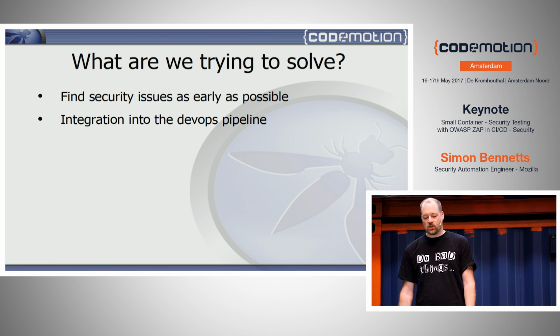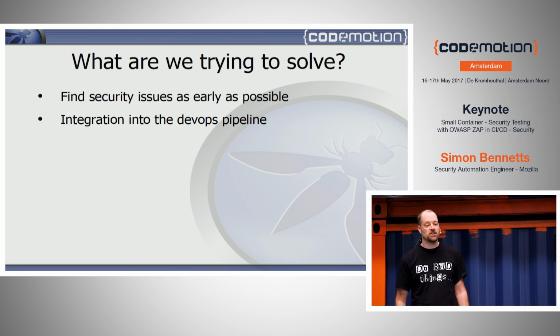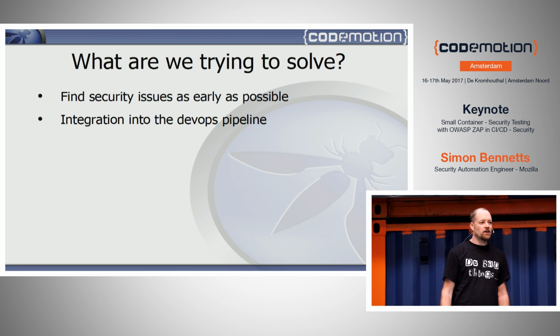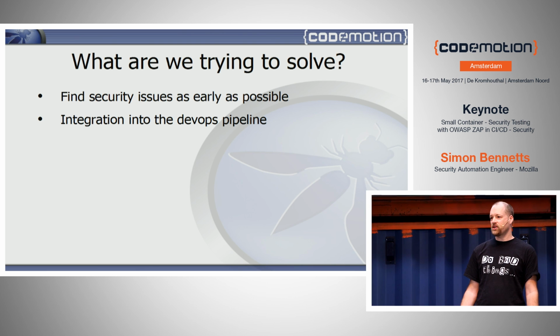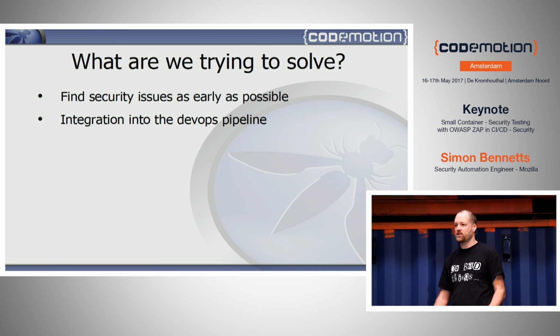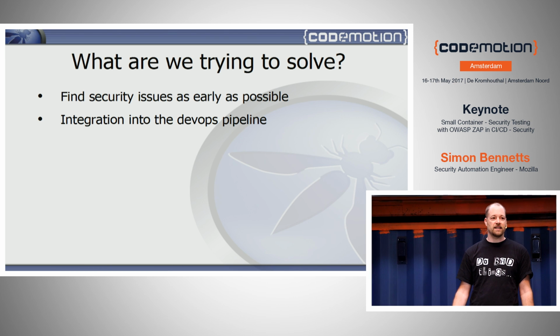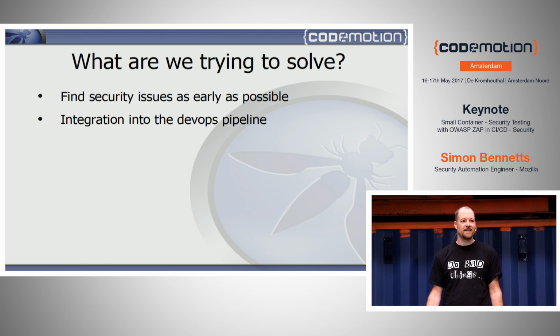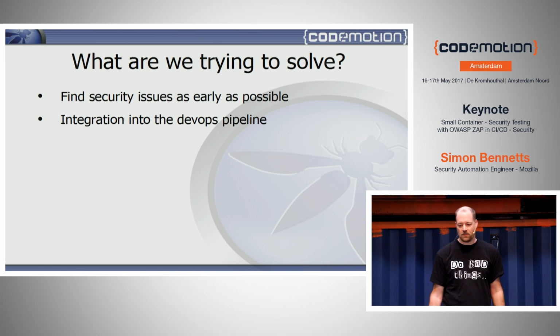So, the problems we're trying to solve. What we want to do is we want to find as many security issues as early as possible. Now, I'm sure you're all aware that the cost of solving any sort of issues, any sort of bugs, increases over time. So the later you find them, the more expensive they are. This is particularly true of security problems, and it can be very expensive for companies if security problems aren't found or are found by the bad guys.